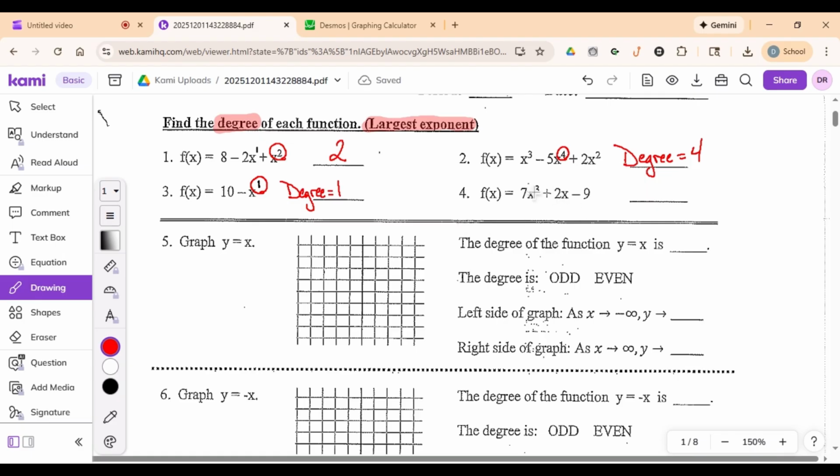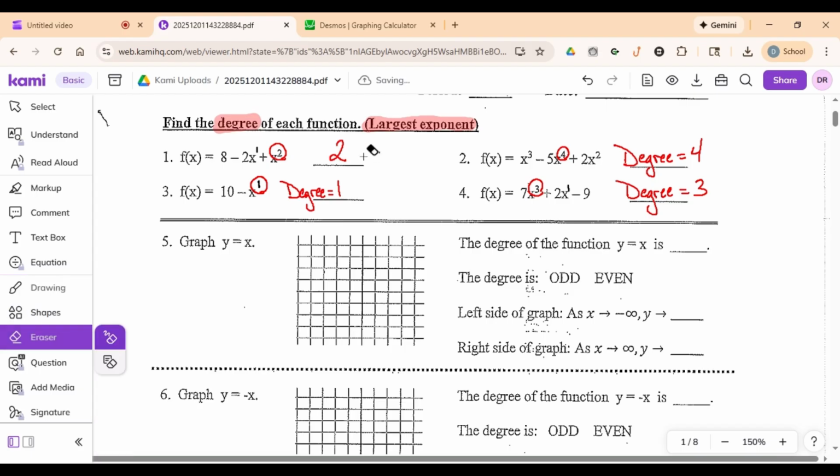And lastly here, we have 7x to the third, also said as 7x cubed, plus 2x minus 9. And with this one, again, we have an exponent of 1 right here in the middle. And we see a lot of numbers in this equation, but again, we're just looking at the exponents. We see an exponent of 3. So the biggest exponent we see is 3, and that is our degree.